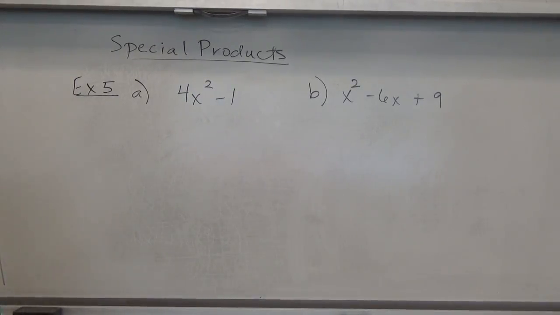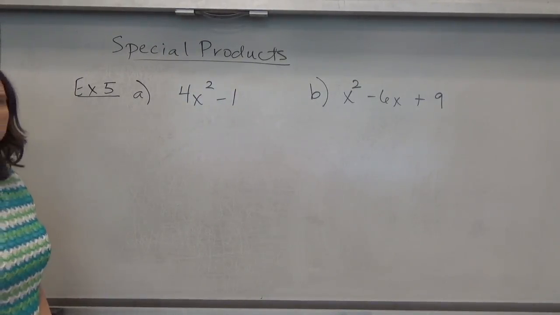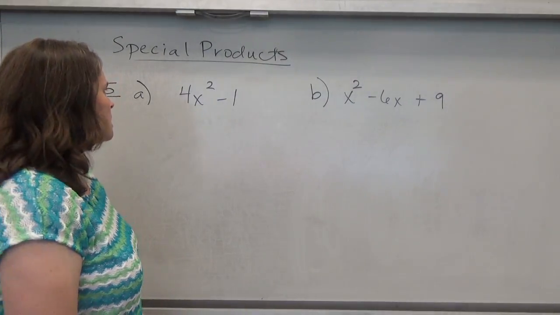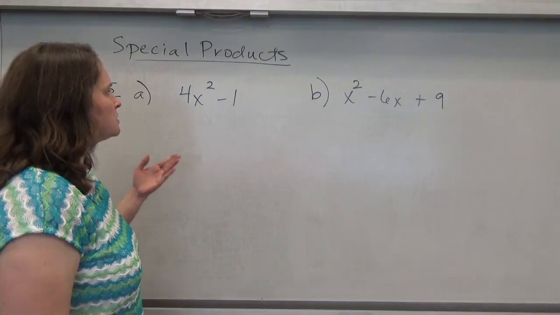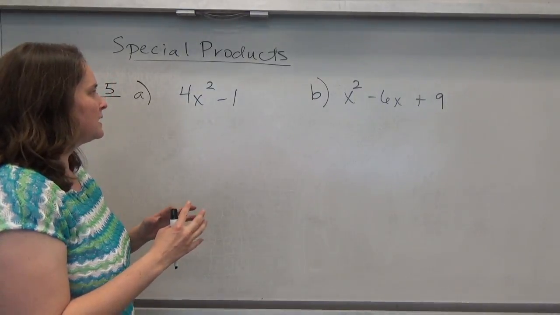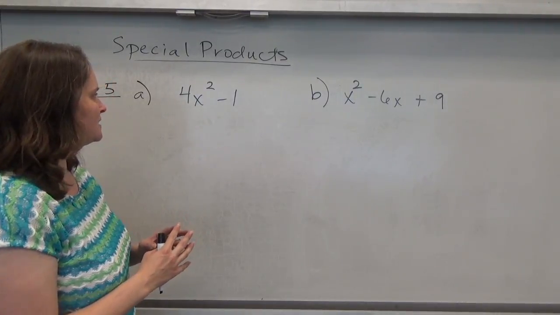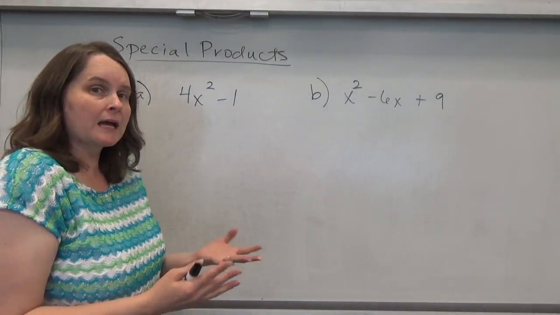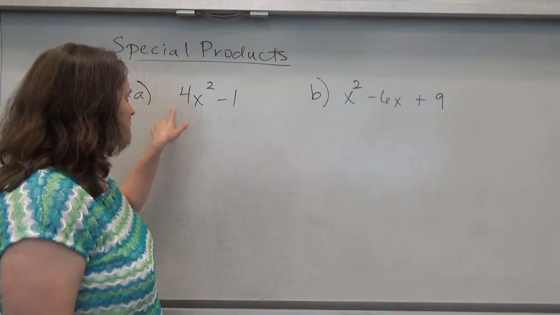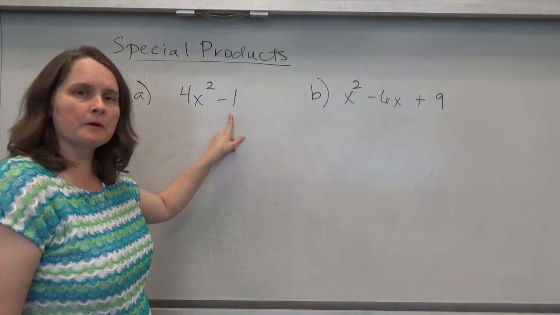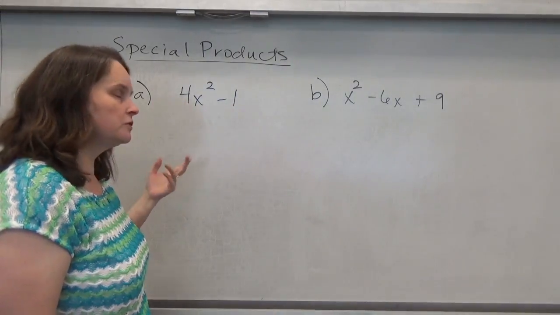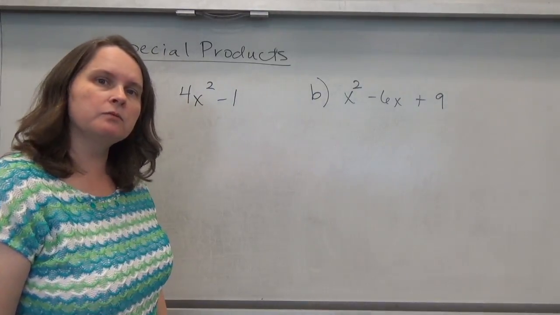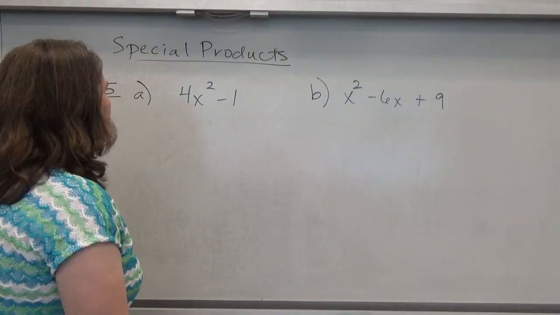In example 5, we are asked to factor using the special products. In part A, we've got 4x squared minus 1. When you approach this problem, again, you need to make sure that you can identify those perfect squares. You need to immediately recognize that this is a perfect square, 4x squared, and 1 is a perfect square. If you can do that, then you can factor it. All you need is the difference of squares formula, which we talked about a moment ago.